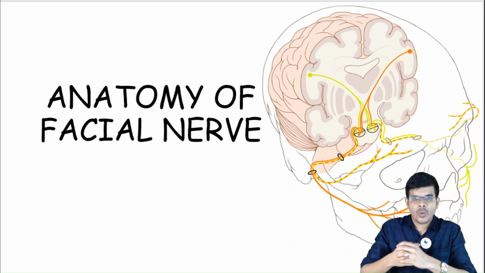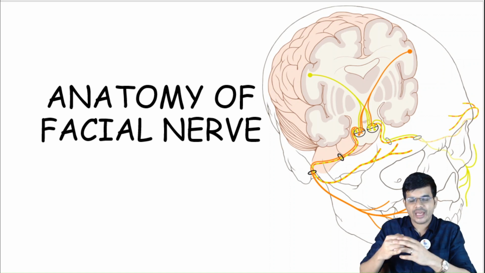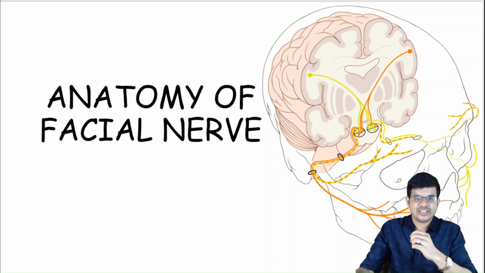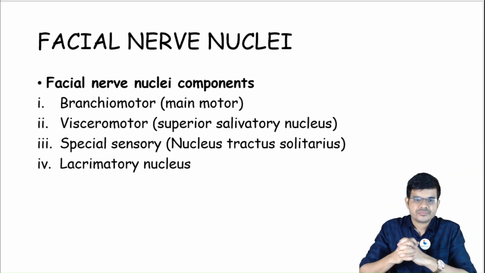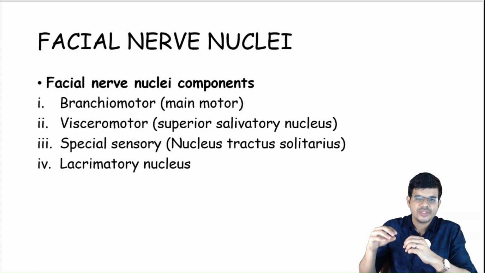Okay, now what is this facial nerve? Facial nerve is a mixed nerve, so it has got a motor component as well as a sensory component. Now, how does this facial nerve arise? There are various nuclei associated with facial nerve that you have to know about. What are they? They are the brachiomotor or simply the motor nucleus, which is the part that deals with the motor part of the facial nerve.